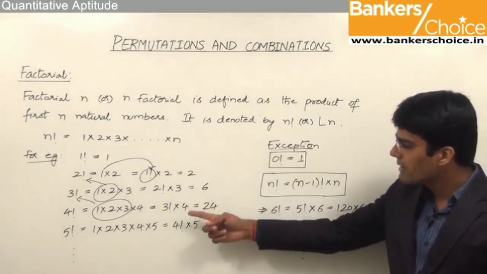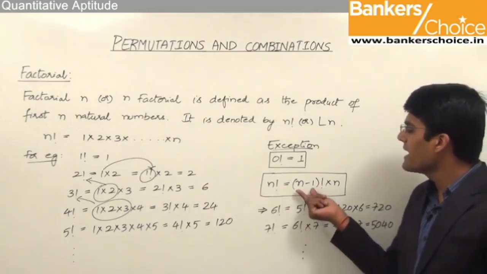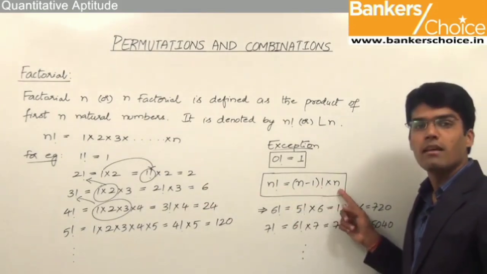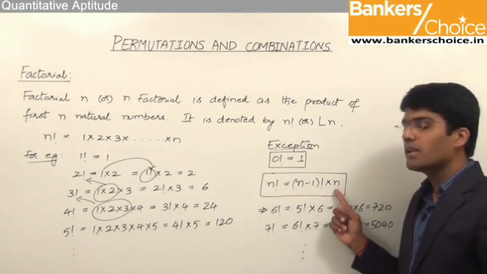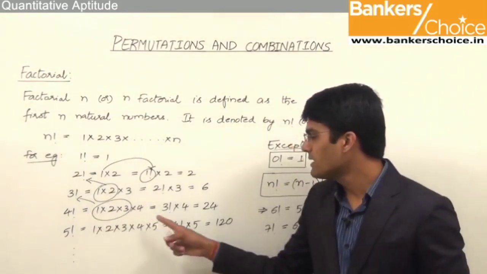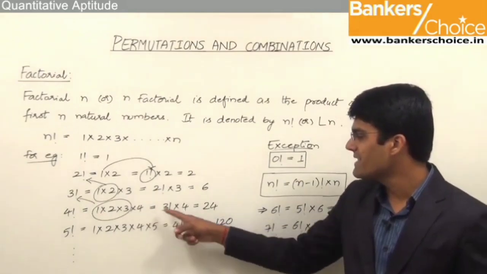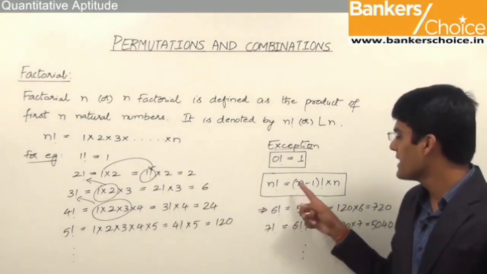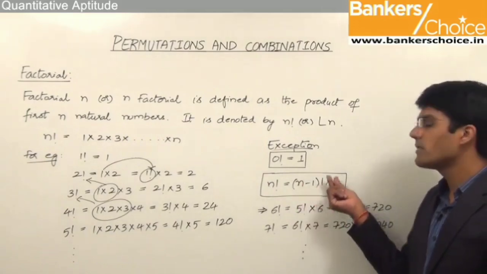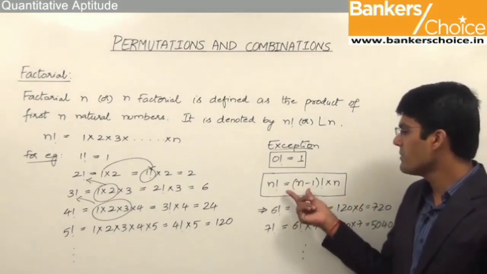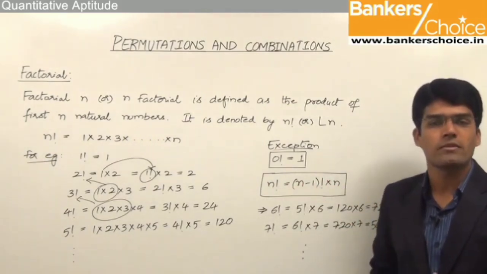And the other point that we have learned here is n factorial is nothing but n minus 1 factorial into n. For example, 4 factorial is nothing but 4 minus 1, 3 factorial into 4. As you can see here, 4 factorial is 3 factorial into 4. So from that we can say that n factorial is n minus 1 factorial into n. Likewise, 5 factorial is 4 factorial into 5 and so on. So this is one point which can help us in finding out factorials very quick.